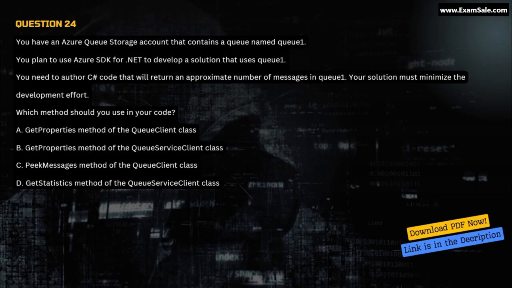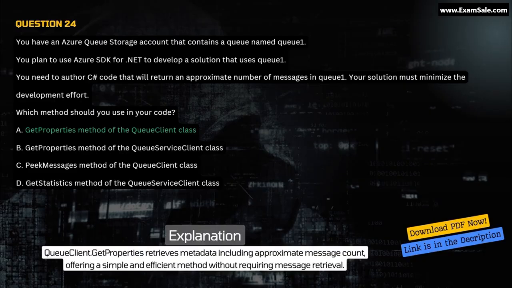A. getProperties method of the QClient class. B. getProperties method of the QService client class. C. peekMessages method of the QClient class. D. getStatistics method of the QService client class. Correct answer A. getProperties method of the QClient class. Explanation: QClient.getProperties retrieves metadata including approximate message count, offering a simple and efficient method without requiring message retrieval.